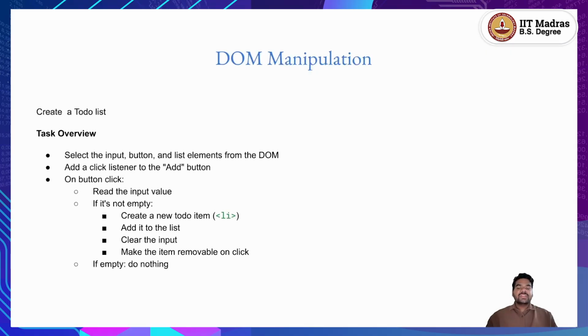The challenge over here is DOM manipulation. In it, you have to create a to-do list. First, take an input, have a button associated with it. Then you add certain text to the input box and click the add button. It should create a new to-do item. And when you click on that to-do item, it should get destroyed. Alright, let's start with this challenge.